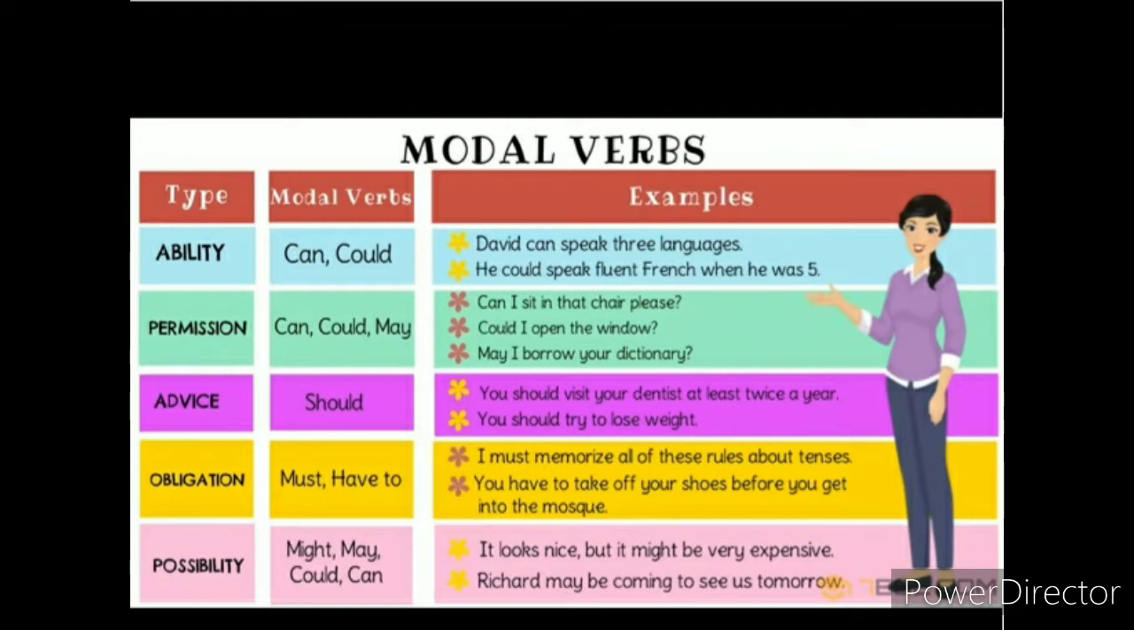First of all, we will differentiate between can and could. As you can see here on the main screen, can and could both are defined for ability. Both can be used for ability. But remember students, can and could. Can is showing you the ability to do any work.